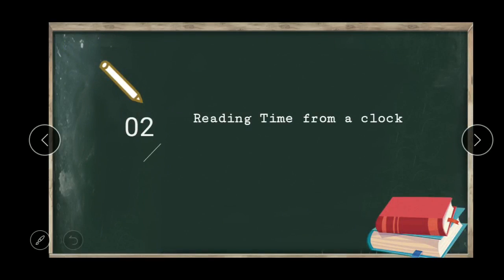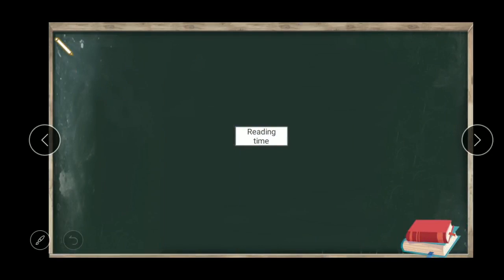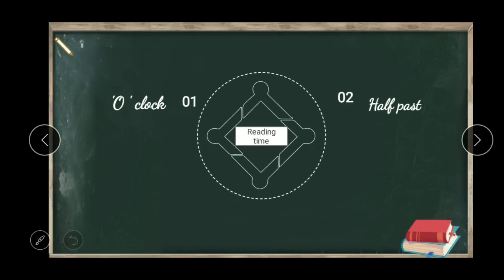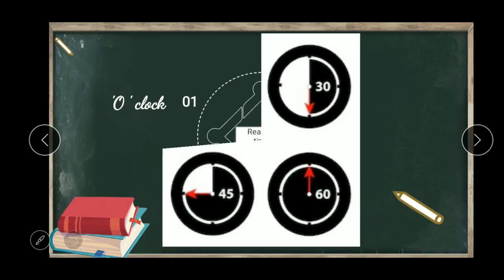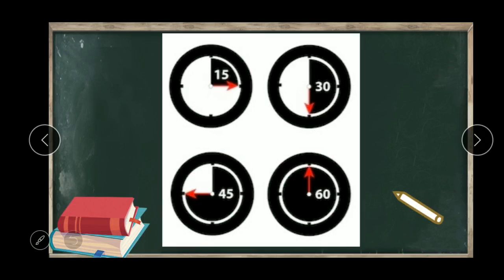Now let us study how to read time from a clock. So, reading time. First we will study what is o'clock, how to read or when to read o'clock, then half past, quarter past and quarter to. In a clock, 15 minutes, 30 minutes, 45 minutes and 60 minutes are very important minutes. At these points only we study o'clock, quarter to, quarter past or half past. Now let's study how to recognize when to read half past, quarter to, quarter past or o'clock.